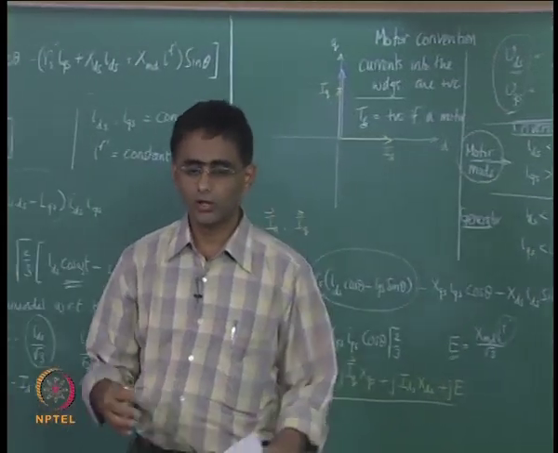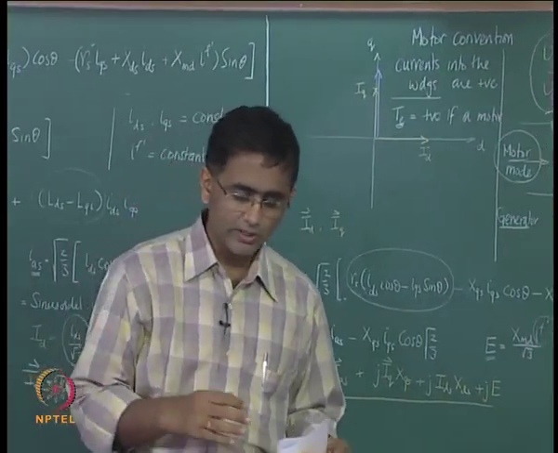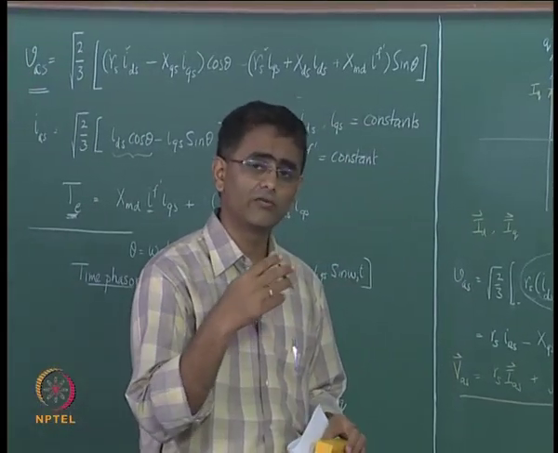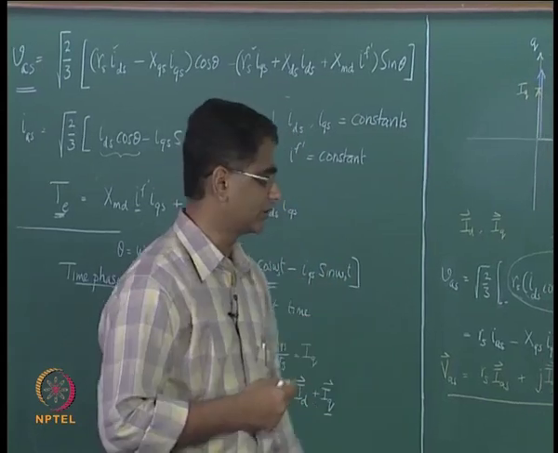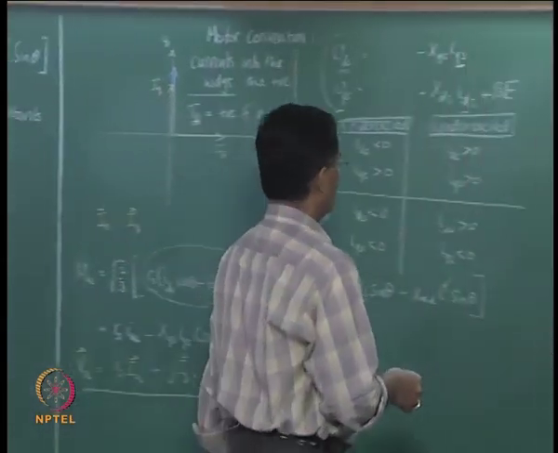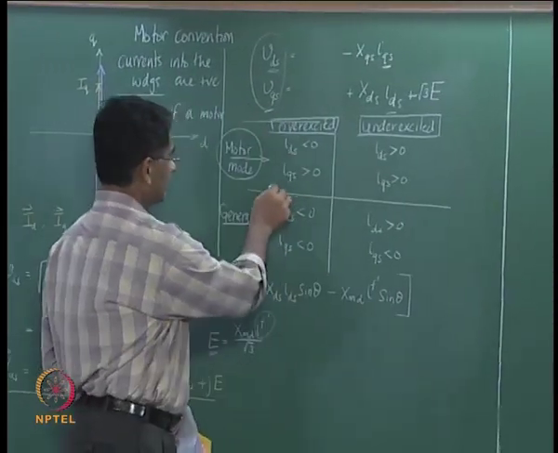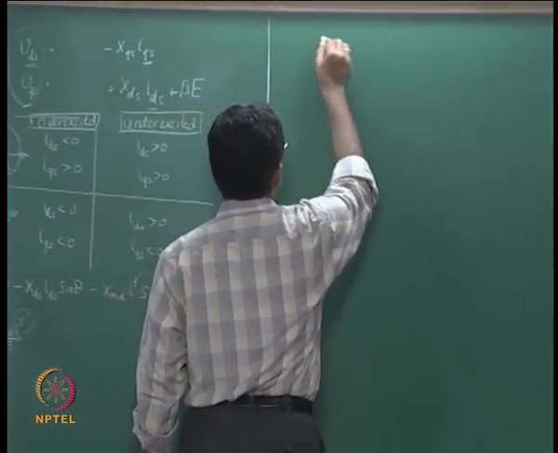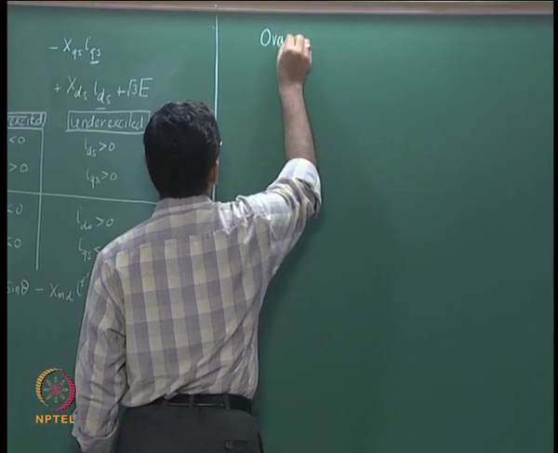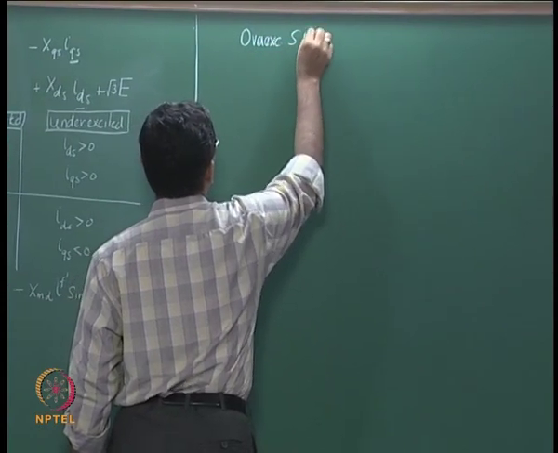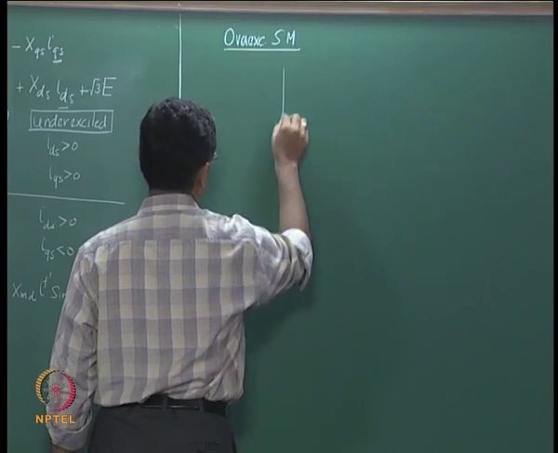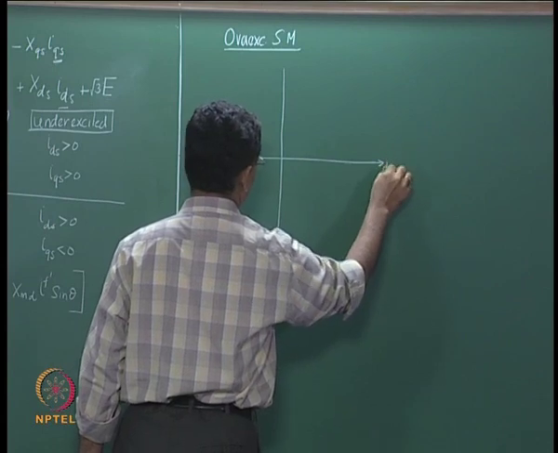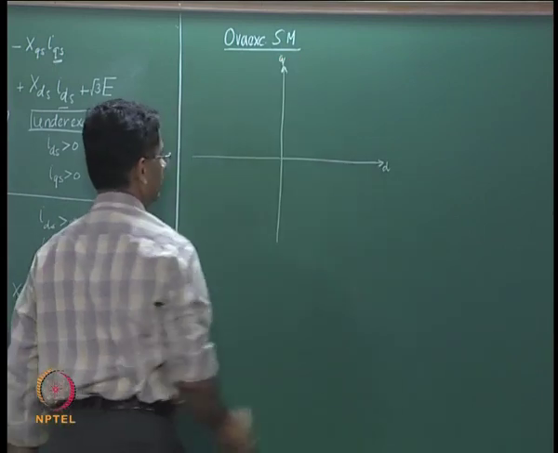So with these broad ranges that have been defined for IDS and IQS, one can now try to draw the phasor diagrams for the various modes of operation. How does one do that? So let us take the first case, over excited synchronous motor. Let us write that: over excited synchronous motor. Let us take the D and Q axis. So that is your DQ axis, as before this is D and that is Q.